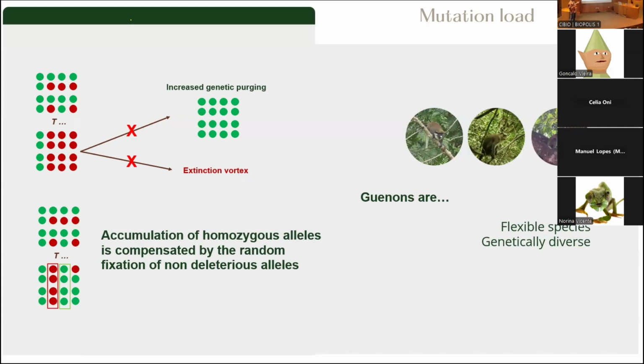But also, guenons are quite flexible. And for us to see a pattern of genetic purging, populations need to go through a reduction in fitness, and for those individuals that have a lower fitness to be left out, and for these harmful mutations to be purged away. So maybe because they are that flexible, they somehow manage to cope with the loss of genetic diversity, because ecologically they just can.